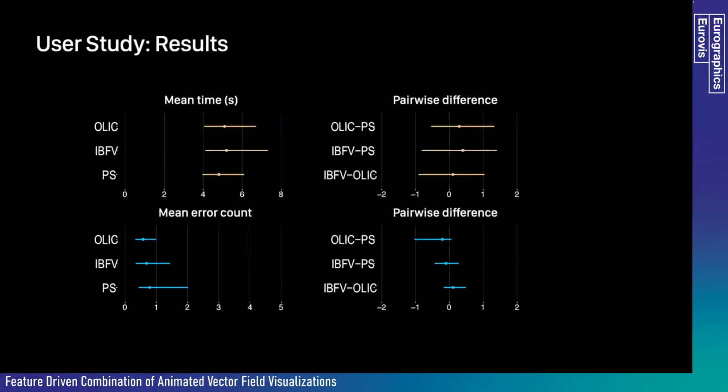Here we have the mean time and mean error count per technique, and the pairwise differences between the techniques. The error bars represent the confidence intervals. So looking at the pairwise differences, we see that there is no evidence of difference between the techniques.